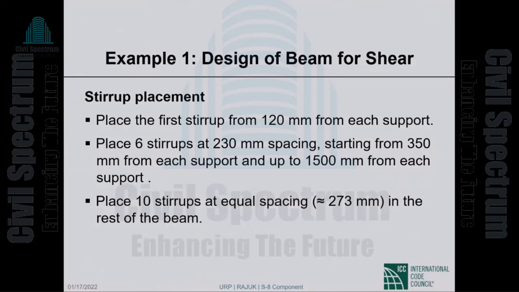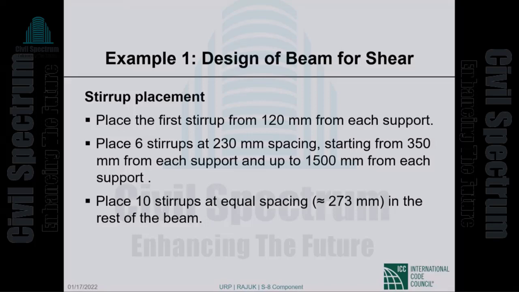Place 6 stirrups at 230 millimeter spacing, starting from 350 millimeters from each support and up to 1500 millimeters from each support. Okay, get that? So the first one is 120, then at every 230 up to 1.5 meters. And beyond 1.5 meters, place 10 stirrups at equal spacing, which is 273 millimeters. We said 275 is the maximum, and that will cover the entire span of the beam.